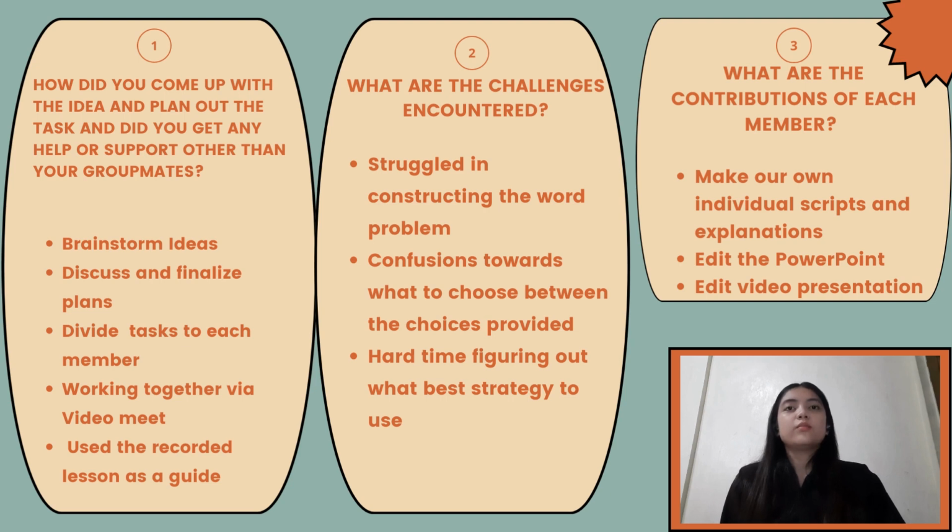For question number 2, what are the challenges encountered? Basically, we struggled in constructing the word problem since there were tons of confusions regarding how to properly solve the math-related problem. We also had confusions about which to choose among the choices provided for this PeTa, since we found each of them very challenging to do, and we had a hard time figuring out the best strategy to use to solve this given problem.